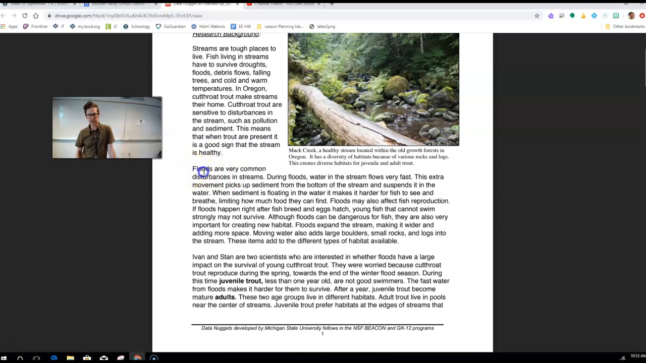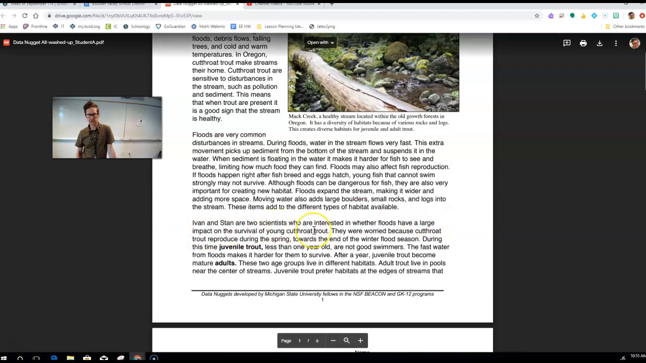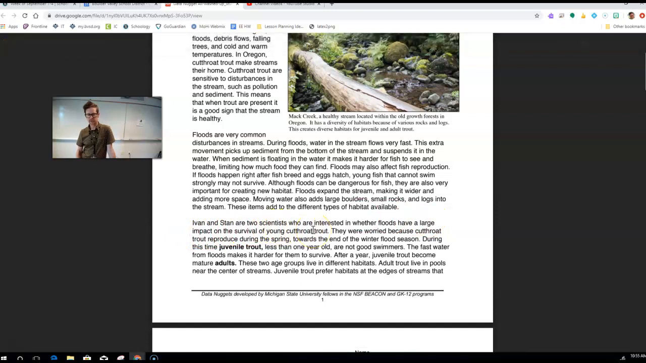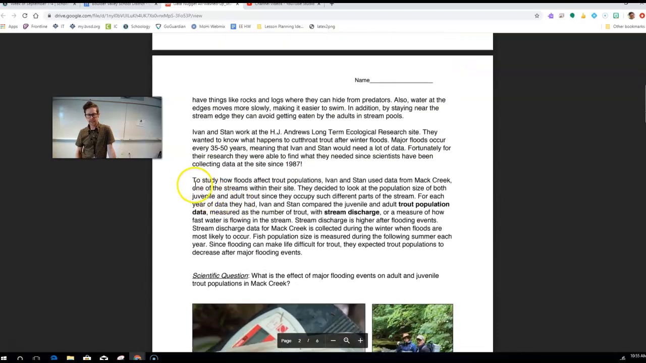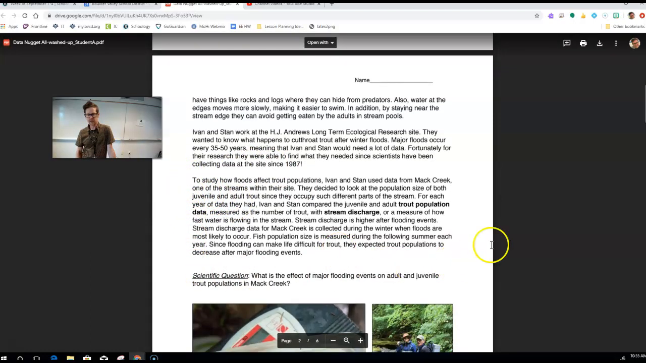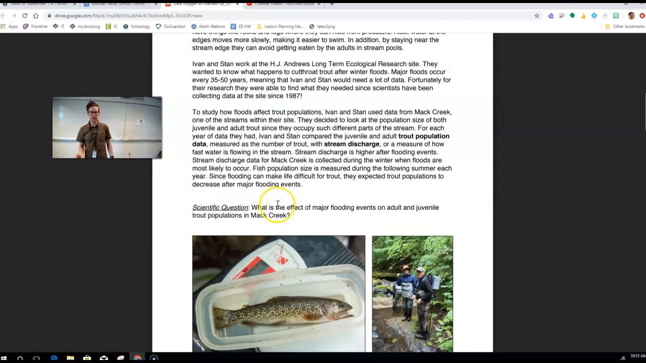See, it says floods are common disturbances in streams. And we're going to hear about two scientists, Ivan and Stan, who are interested in whether floods impact the survival of young cutthroat trout. It's a kind of trout. So this is all background. And right here at the end, specific information about what they were doing. And then here is a scientific question. So they're giving you the actual specific scientific question.